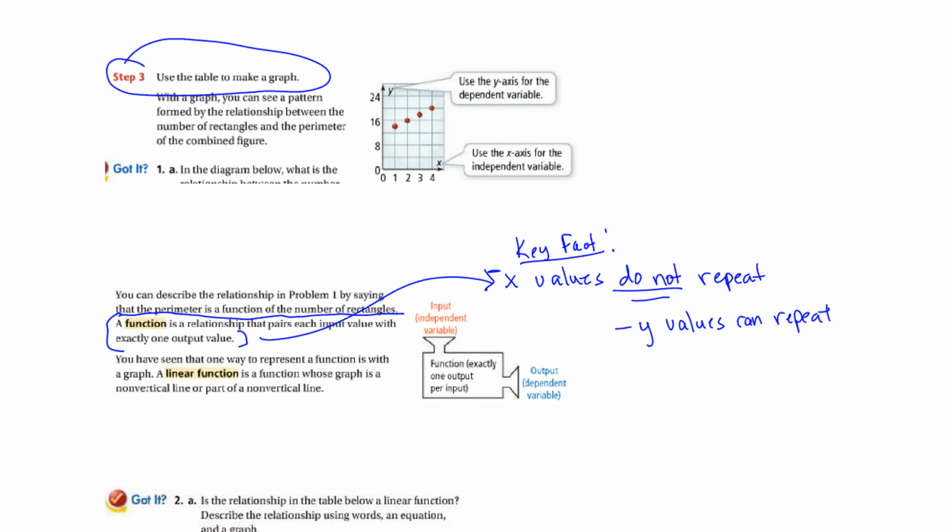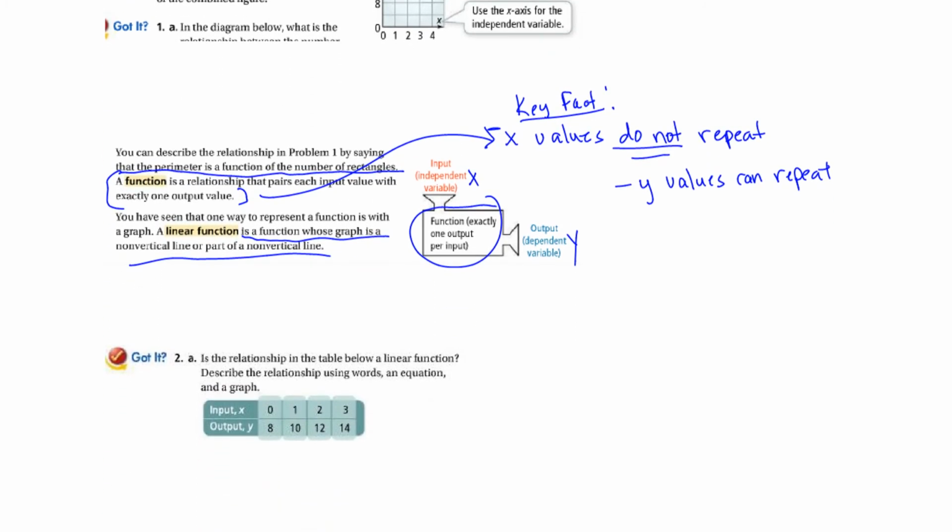We've seen one way to represent a function is with a graph. And a linear function is a function whose graph is a non-vertical line or part of a non-vertical line. So when we have a function, we put our independent variable, or our x, into the function. We do something with it, and it spits out our y. I would like for you to do this Got It number 2A problem on your own, and we will look at it together in class.